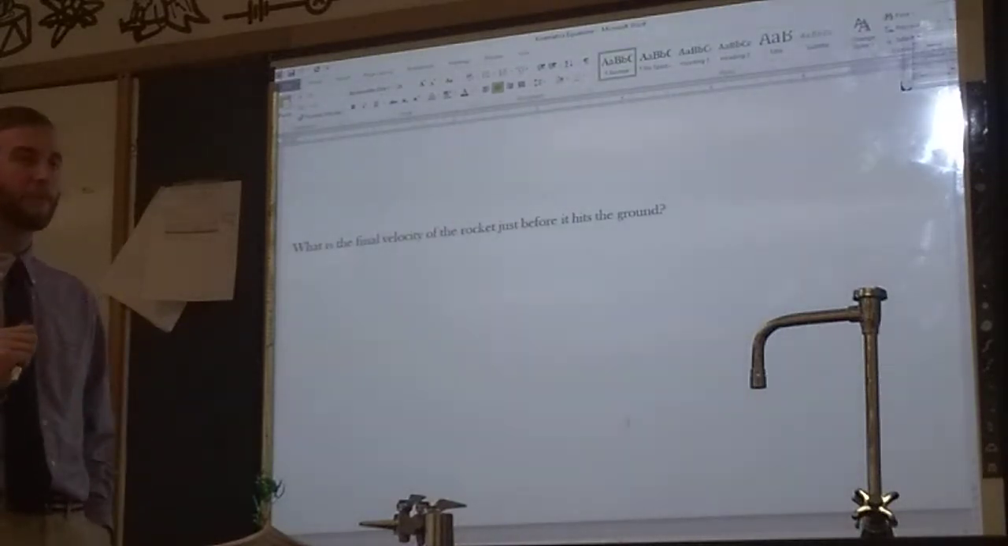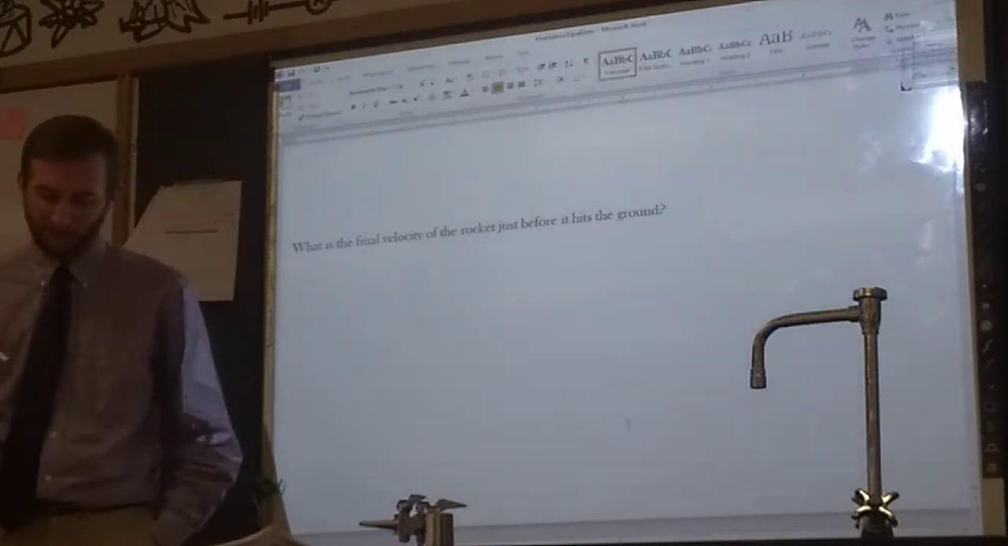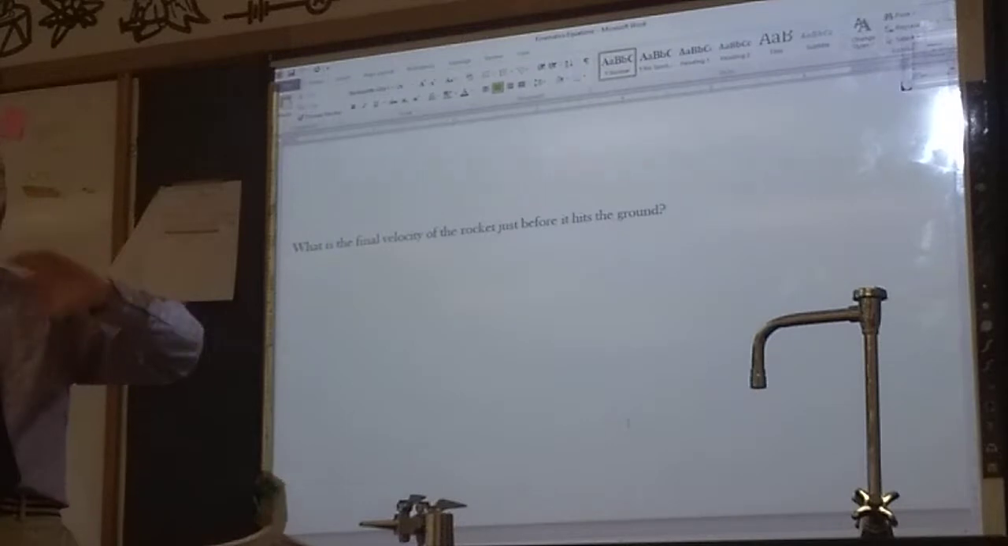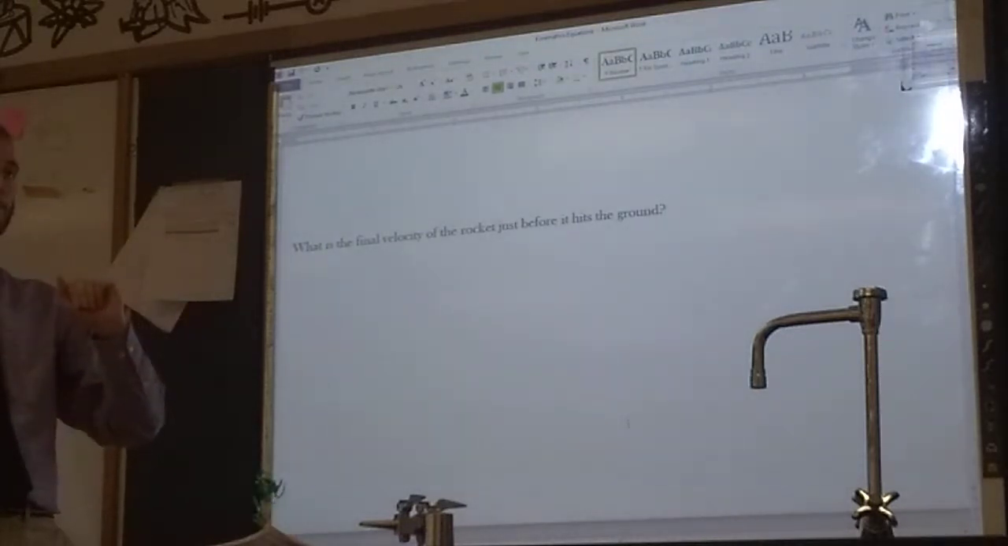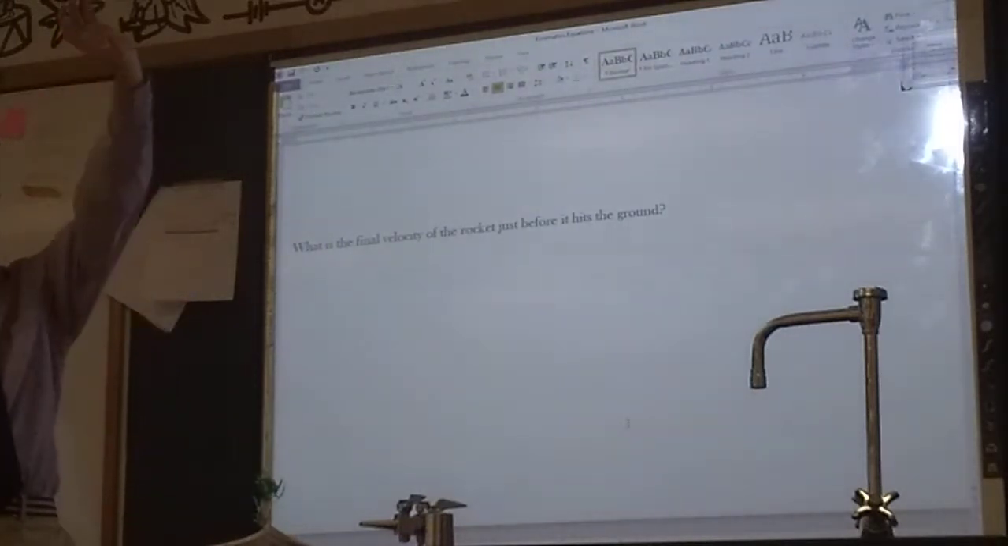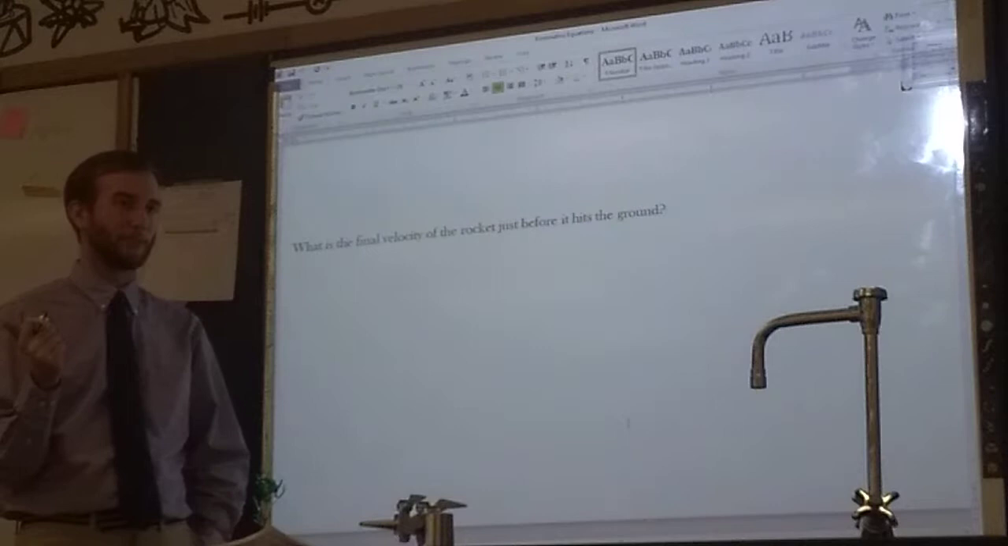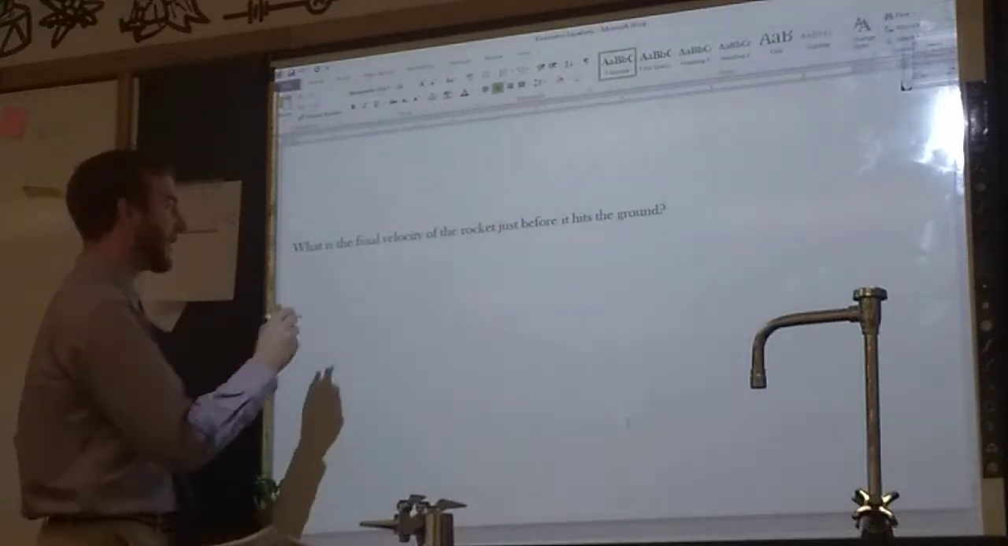I'm going to show you a different method you could use to solve this, okay? We want the final velocity when it hits the ground. We know the speed it gets launched at. We also know the speed at the very, very top. Okay, the speed at the very top is 0 at that point. So we could actually use that.